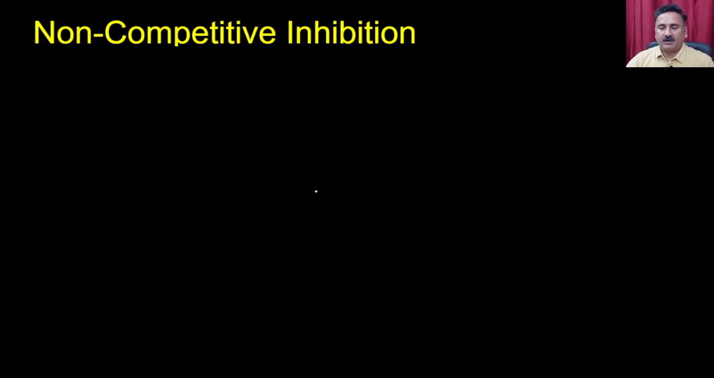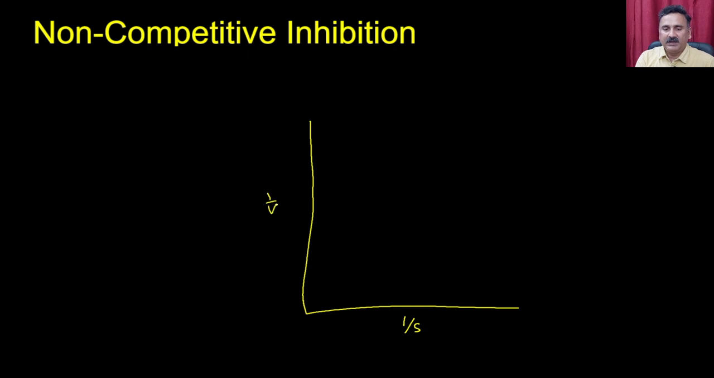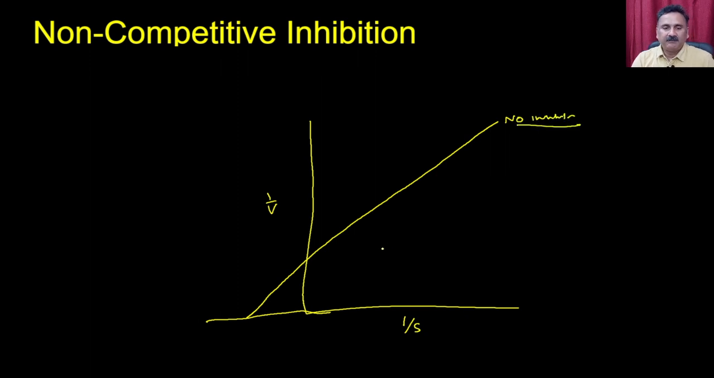Now we'll show you the Lineweaver plot, okay? So in the Lineweaver plot, what you're going to do is plot 1 by S versus 1 by V, okay? And the slope will be like this, right? So first you are going to have the no inhibition, right? So this is going to be no inhibition. So there's no inhibitor, right?